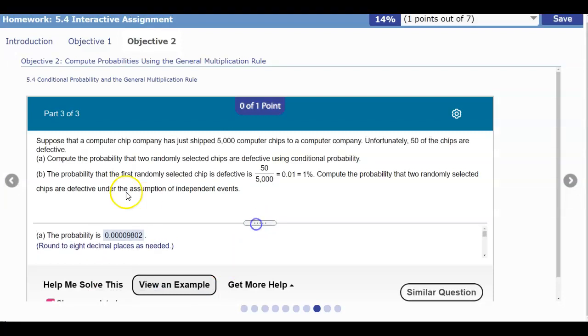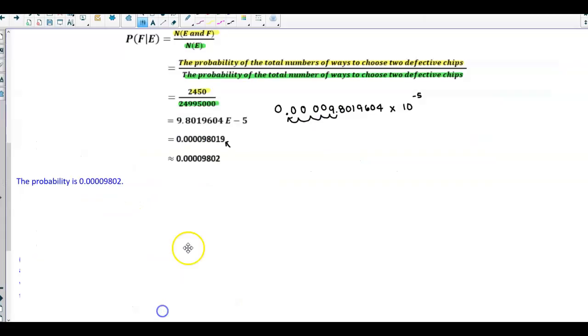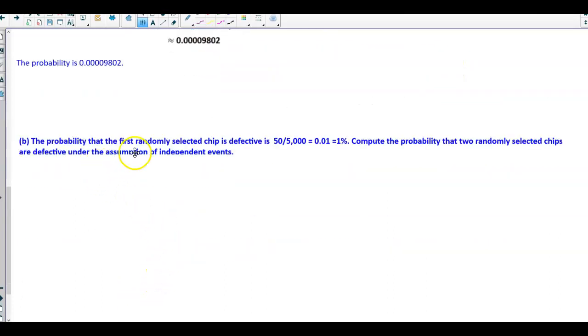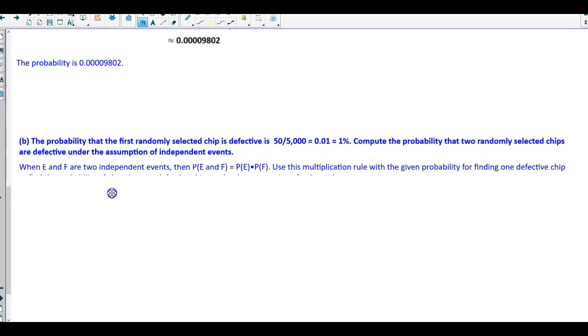Okay, now for part B, the question is the following. It says the probability that the first randomly selected chip is defective is 50 out of 5,000, which is equal to 0.01, which is equal to 1%. Okay, and so what it's saying here is that we want to compute the probability that 2 randomly selected chips are defective under the assumption of independent events.